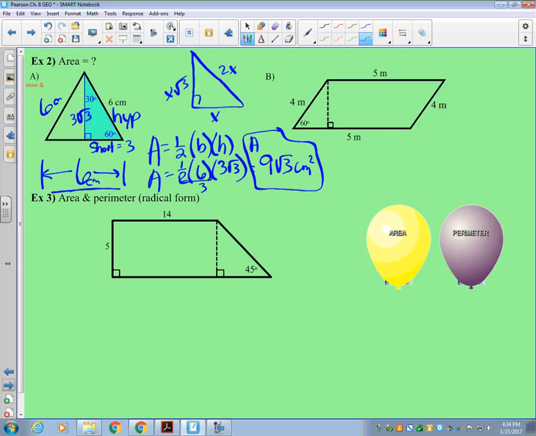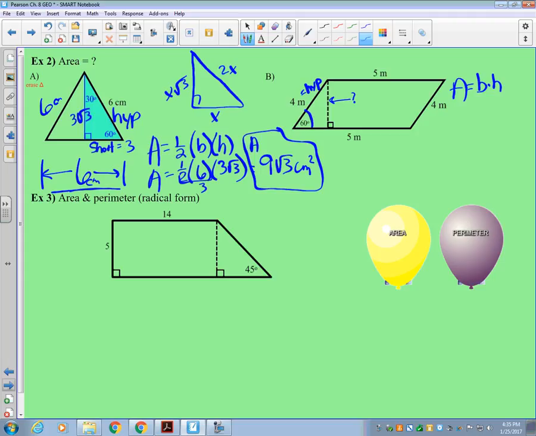let's take a look at this parallelogram. We know that the area of a parallelogram, and if you forgot, it's okay, is base times height. The only problem here is we do not have the height. So we cannot use this formula until we calculate the height. We do know that this is a 60-degree angle, and we know that our hypotenuse is 4 meters.